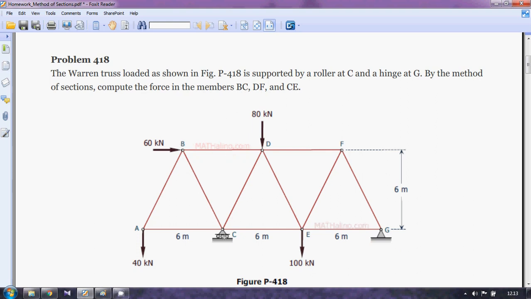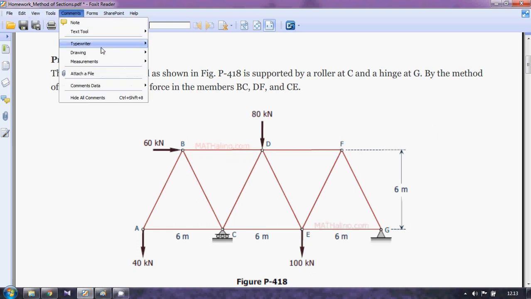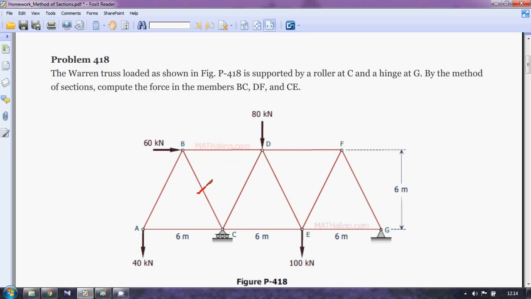So these member forces you have to determine: DF and CE. Okay, so let me mark it. So you have to determine BC, DF and CE. These three member forces you have to determine.